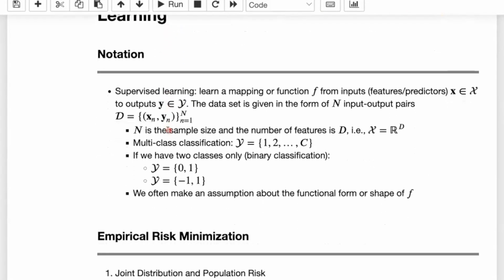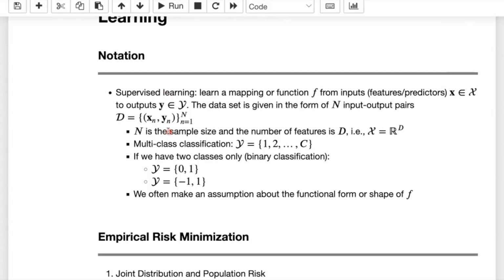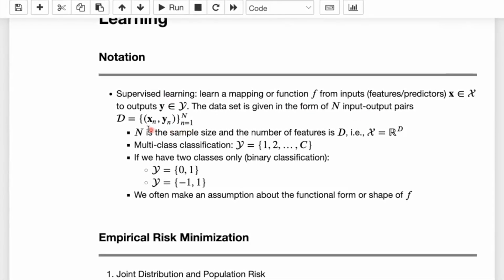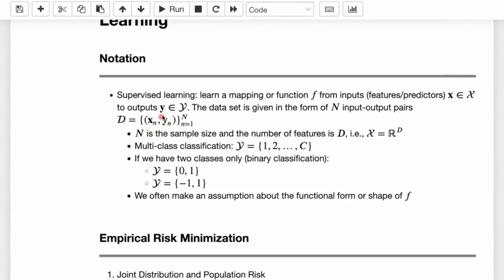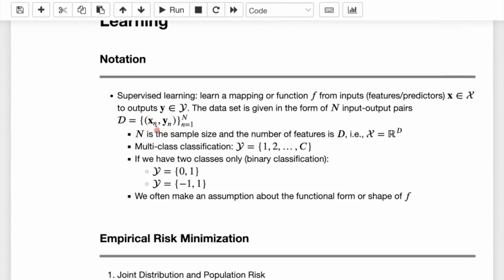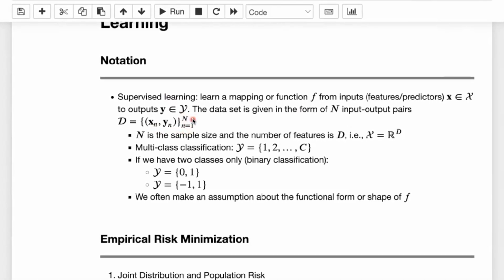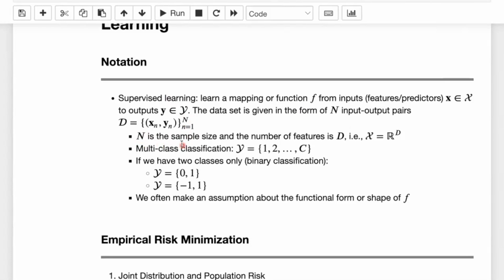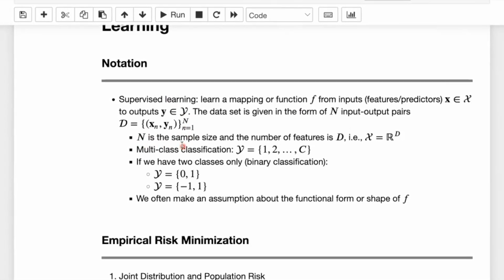And as mentioned earlier, the main thing in machine learning is that we need to have data. And data comes in the form of input-output pairs. So you can see that we have these pairs of inputs and outputs, and we use this small n for indexing, and n goes from 1 to uppercase N. Therefore, uppercase N is the sample size or the number of observations or the number of instances that we have.